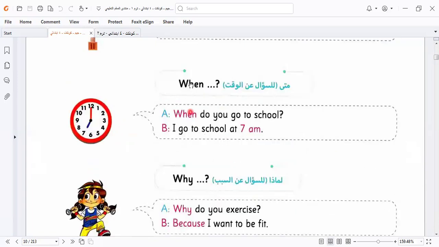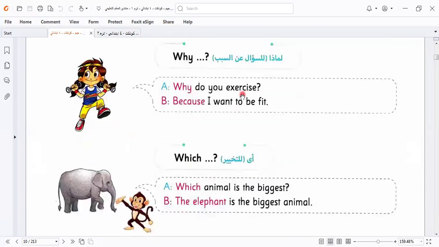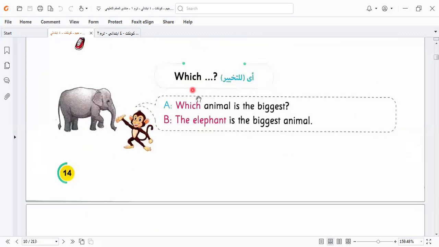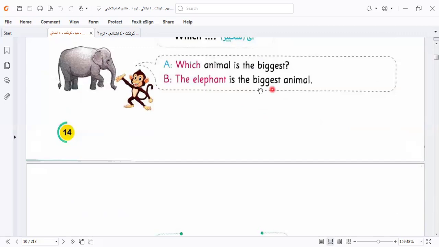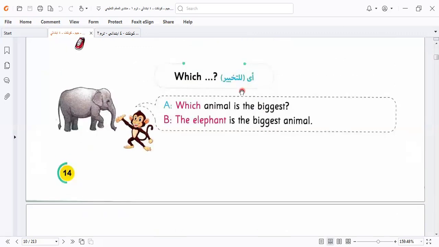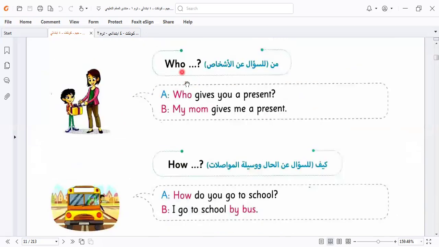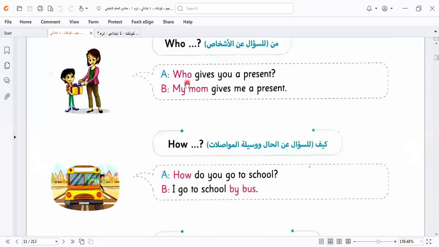Here we have why, to ask about the reason. Why do you exercise? Because I want to be fit. Okay, this is the reason why I exercise, so it is to become healthy. Okay, which is used to ask about a choice. Which animal is the biggest? The elephant is the biggest. So here which asks about a choice. Who asks about the subject, a person. So who must be replaced by the subject person. Who gives you a present? My mom gives me a present.